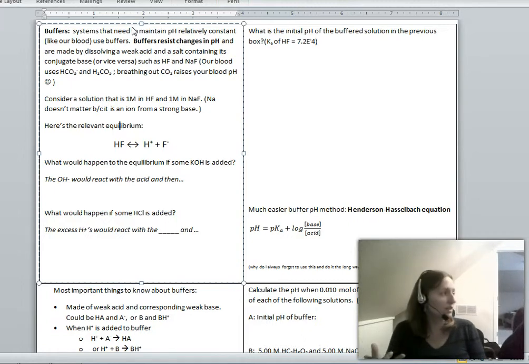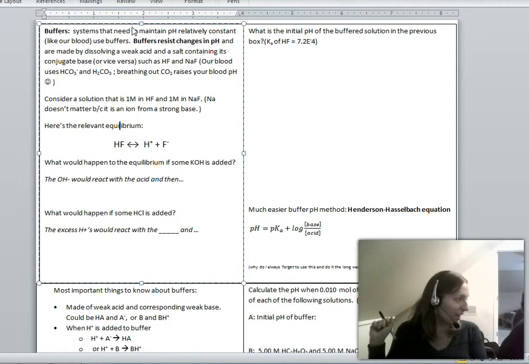And that's really a good thing for things that need to maintain homeostasis, like us and living things. Living things are not buffers, but living things use buffers to maintain their pH. And the real famous one is blood. And blood has got a pH of 7.41.